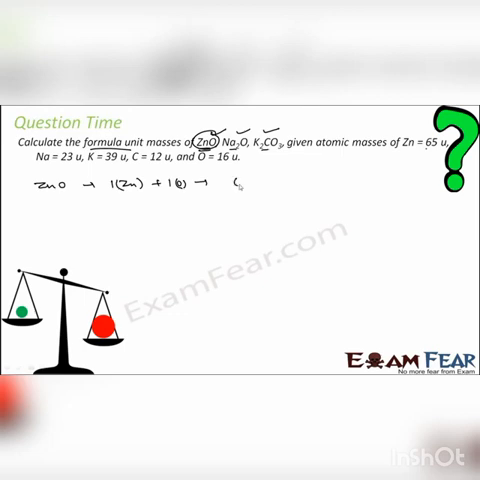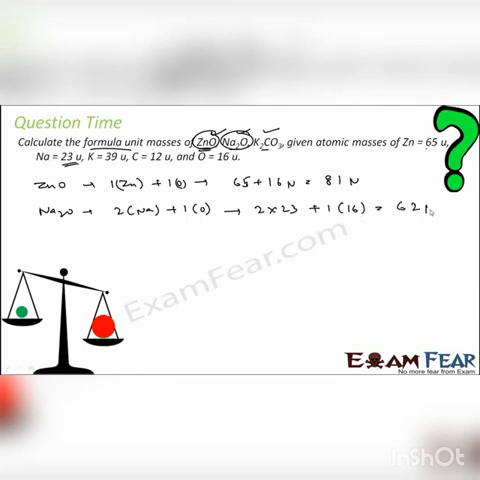One zinc is how much? 65 plus one oxygen, how much? 16. To add this, you get 81 unit. Let's take second, Na2O, 2 sodium, 1 oxygen. Sodium is how much? How many? 23. So 2 into 23 because there are 2 sodium units plus 1 into oxygen. Oxygen is 16 unit. So you solve this, 46 plus 16, 62 units.